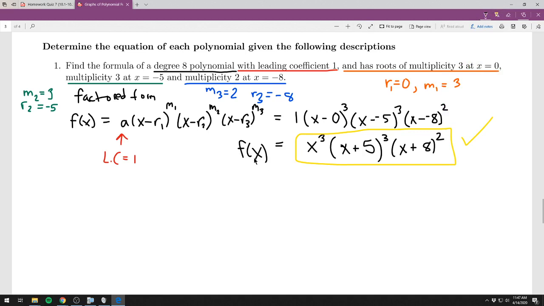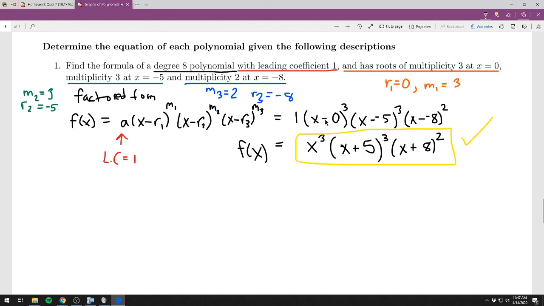All right, and as far as the homework goes, you just need to be careful. If it asks for the equation, it'll tell you type like f of x equals this. If it asks for the formula, it'll tell you just this. Just be careful about that. If you leave the 1 in here, it won't mark it wrong.